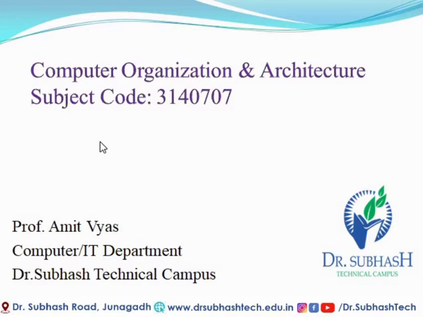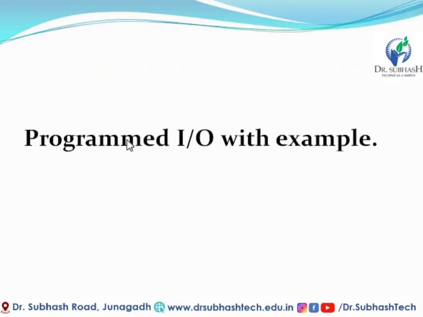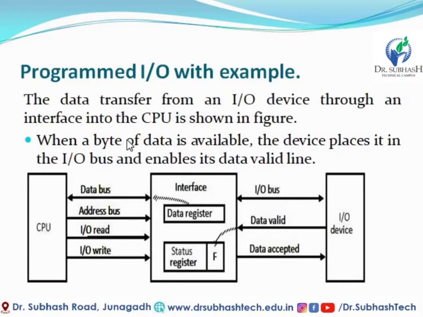Subhash Technical Campus. Today we will discuss the topic Programming IO with example. So what is Programming IO? It is the data transfer from the IO device through the interface into the CPU. It is the programming IO interface. So data will be transferred from the IO device to the CPU. It is called programming IO.